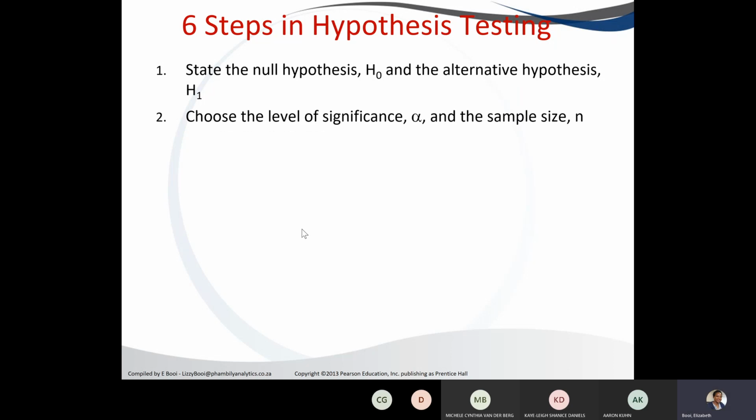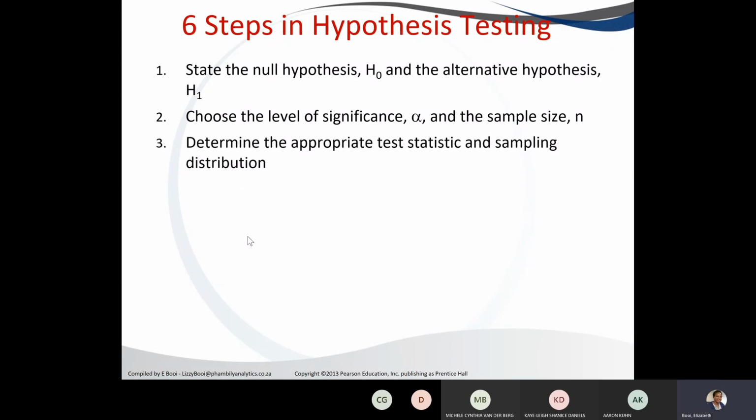Then you also need to know what you are given in terms of the alpha. Remember, if they didn't give you alpha, which is your level of significance, then they give you the confidence level, which is 1 minus alpha, and then you can calculate the level of significance from there. And also in relation to the sample size. Remember now, because we're working with 2 populations, you will have 2 sample sizes, sample size N1 and sample size N2.